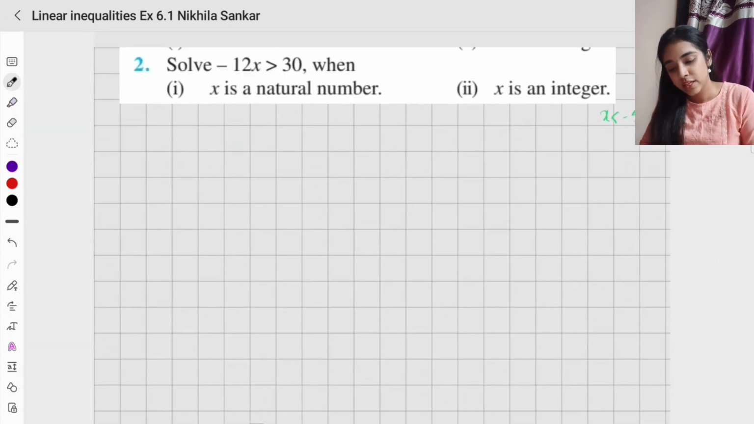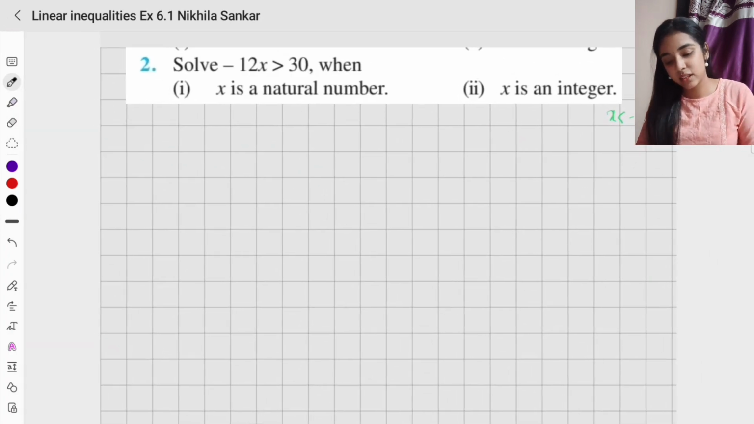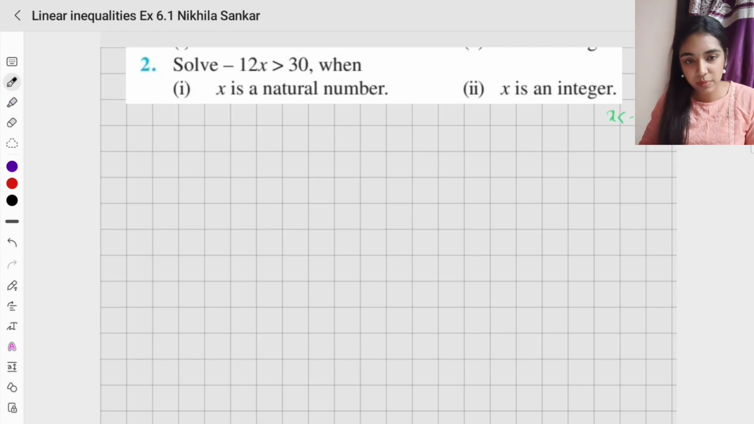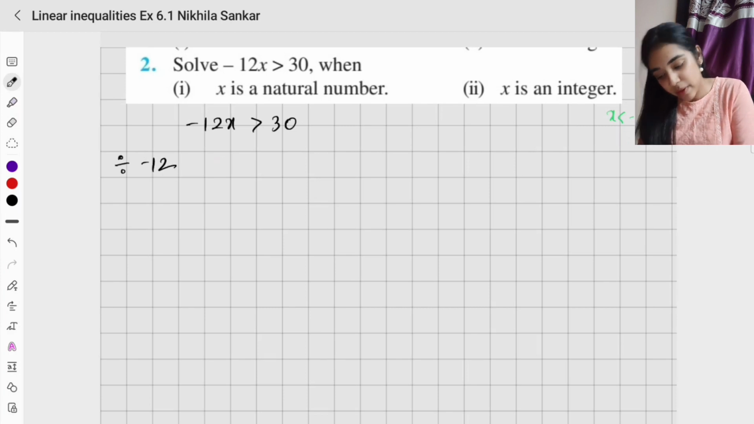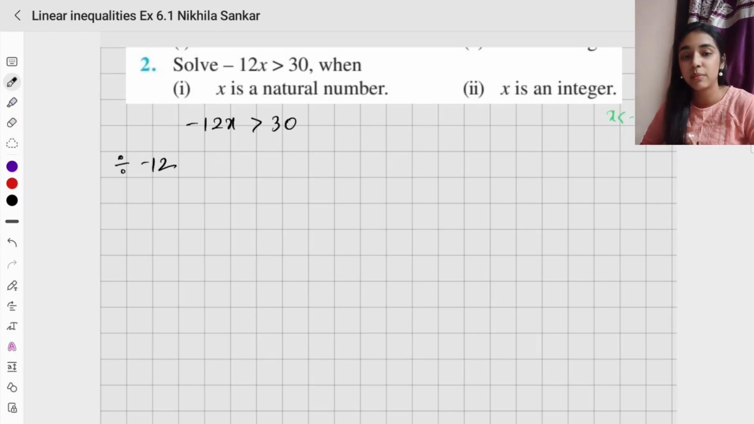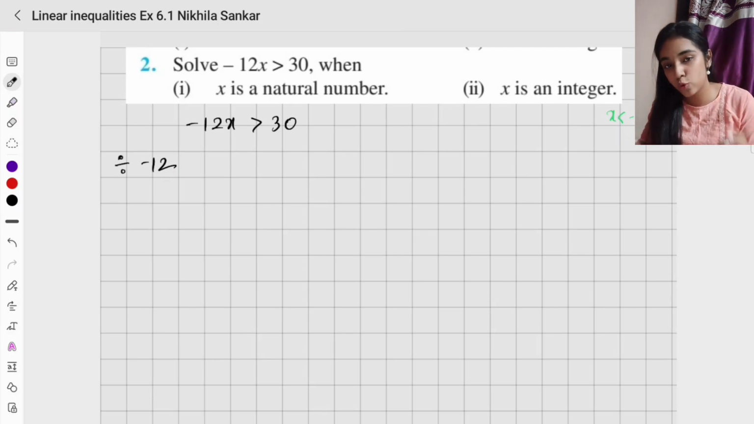Question number 2. Solve for -12x greater than 30, natural number and integer. Very, very similar to the previous question. So, adhe mari solve panna porom. -12x greater than 30. I'm going to divide both sides by -12. Whenever I'm multiplying or dividing by a negative number, the inequality is going to get reversed. Okay. Rule number 2. Please understand.